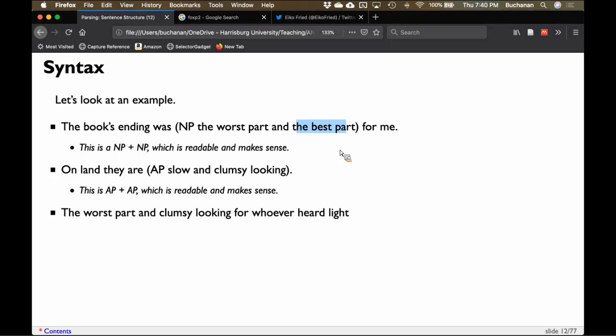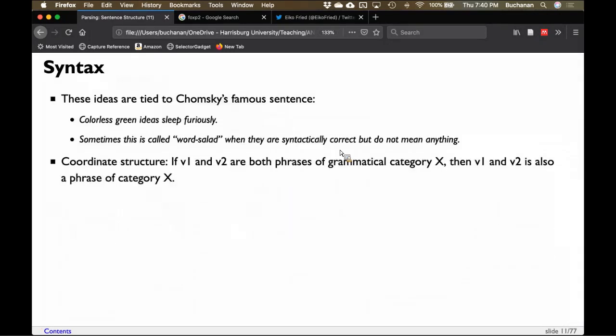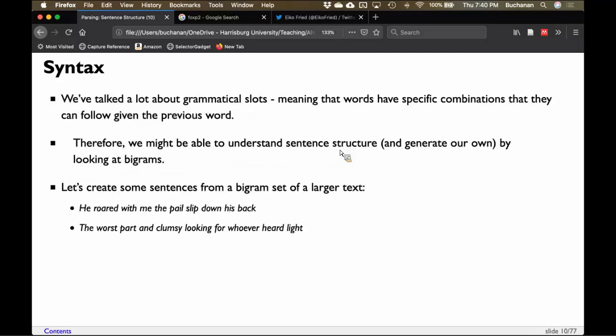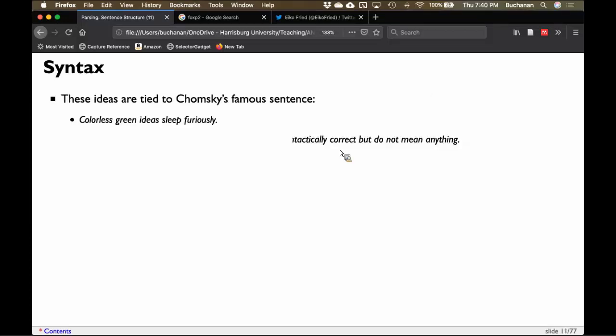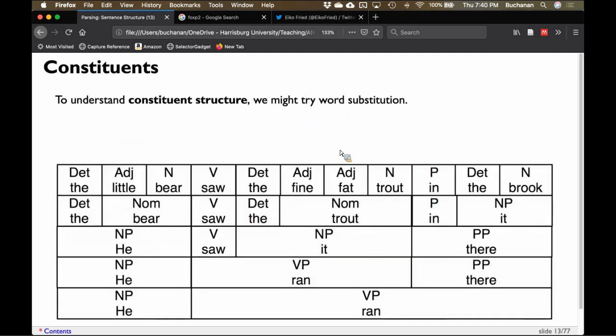However, if you mix and match the worst part and clumsy looking, it doesn't make sense. So we've got a noun phrase and an adjective phrase. Because we mixed and matched, it's no good. Okay. And then the same thing with the other one. He roared with me, the pail slipped down his back. Right, there's too many combinations of noun and adjective phrases.